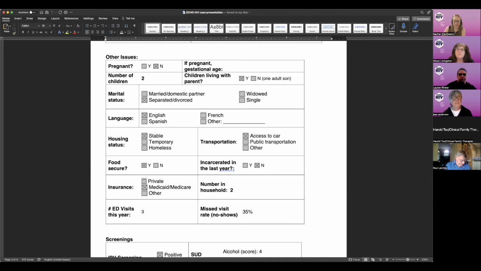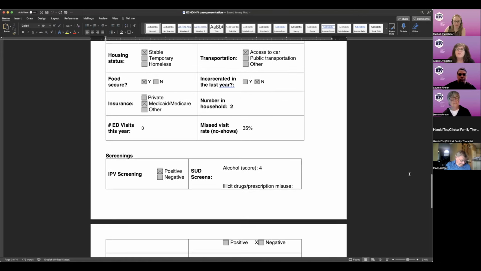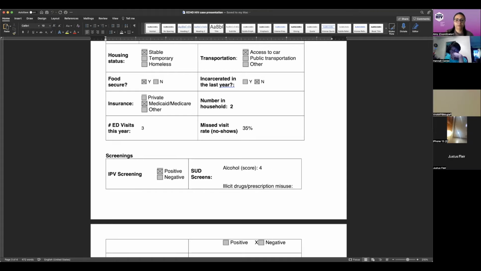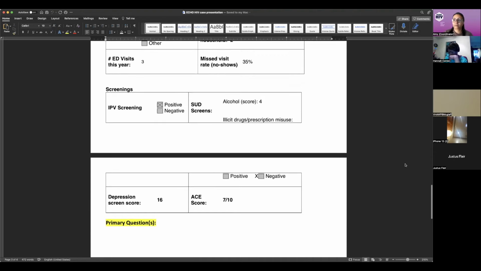She's separated, divorced, speaks English, housing is stable. She has access to a car. She's food secure. She has not been incarcerated in the last year. She's had 3 emergency room visits in the last year. She's missed 35% of her visits, no-showed. She has a positive IPV screen for the past. And her current substance use screen, I'll call it a 4. And her depression screen is a 16. Her ACE score was 7 out of 10, which is pretty high.